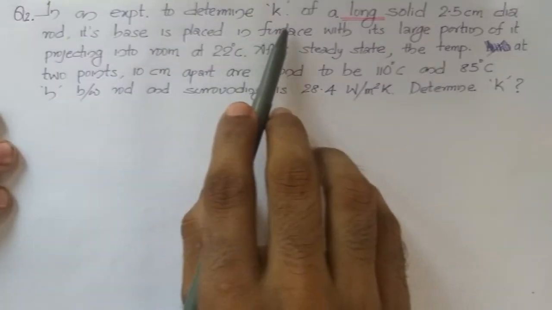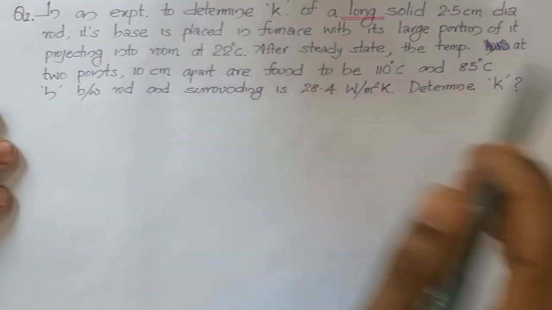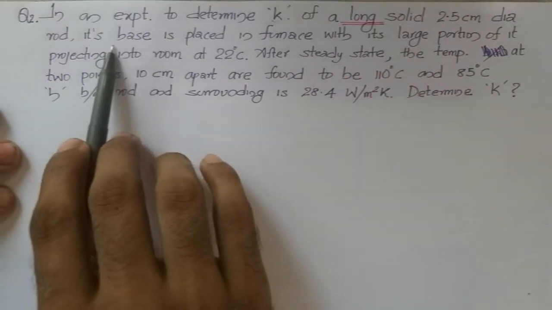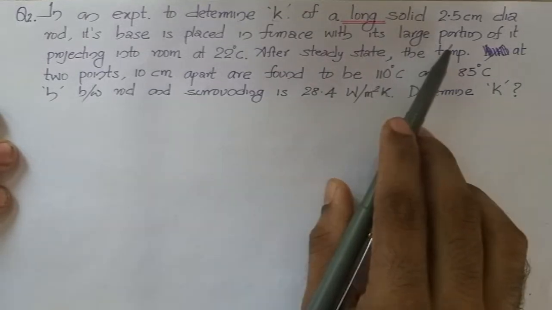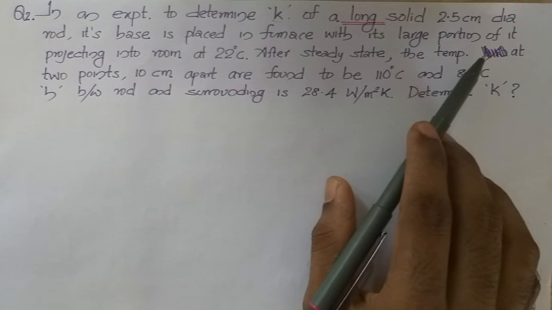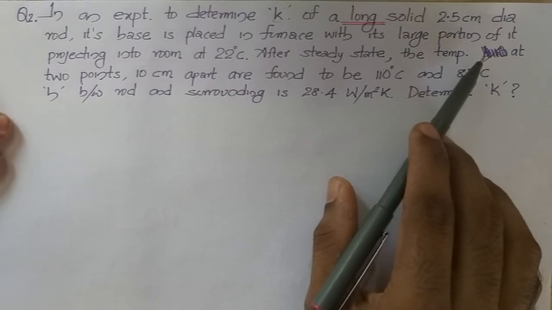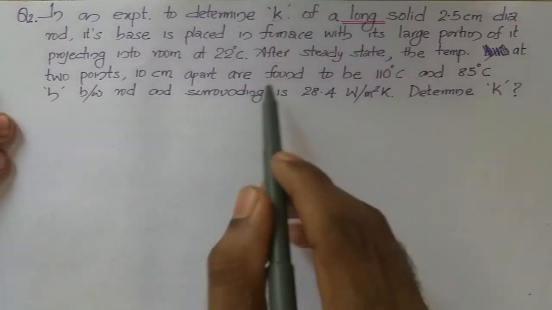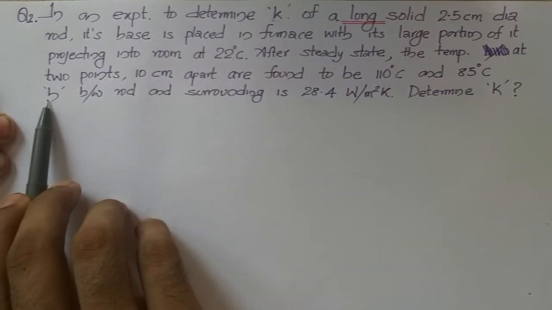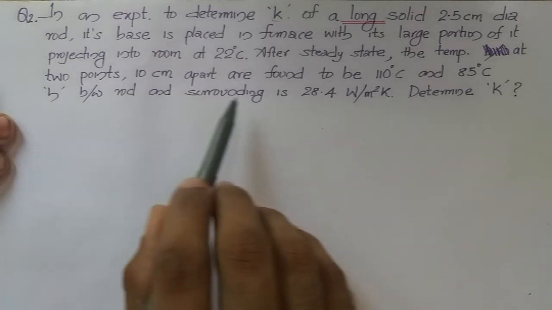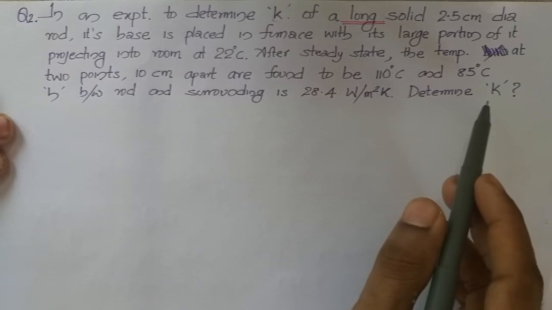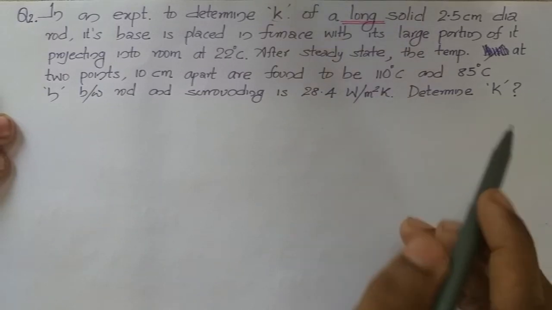In an experiment to determine the thermal conductivity k of a long solid rod which is 2.5 cm in diameter, its base is placed in a furnace with a large portion of it projecting into a room at 22 degrees Celsius. After steady state, the temperatures at 2 points which are 10 cm apart are found to be 110 degrees Celsius and 85 degrees Celsius. The heat transfer coefficient h between the rod and surroundings is 28.4 watts per meter square Kelvin. Here we have to find the thermal conductivity of the fin material.